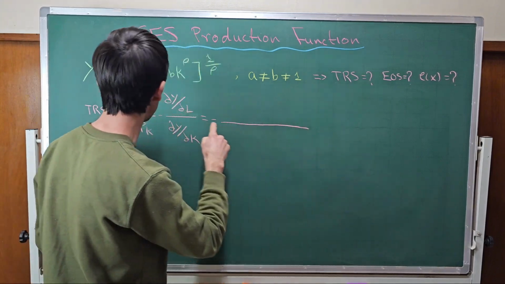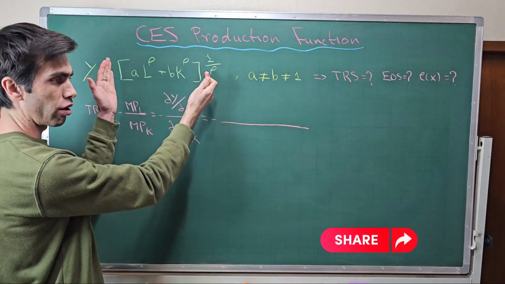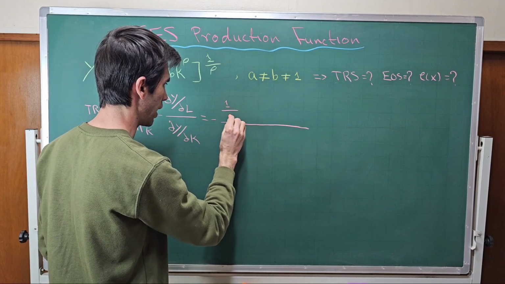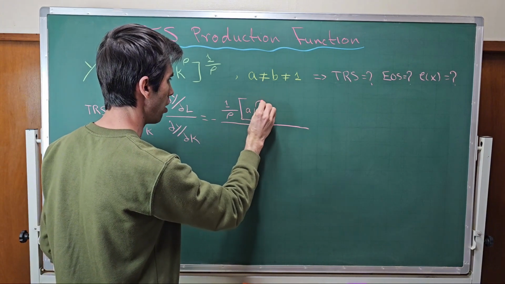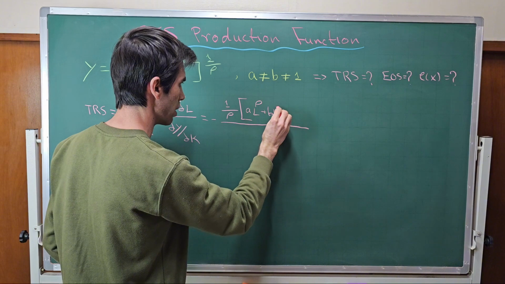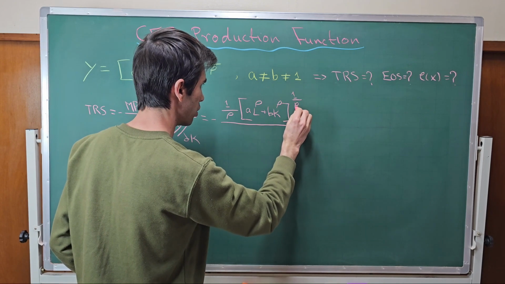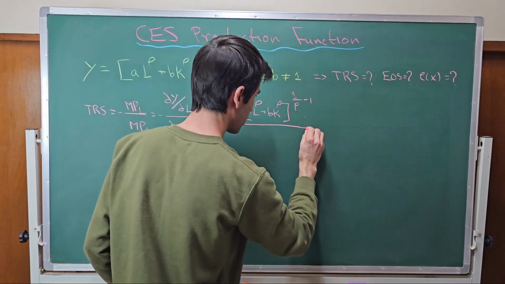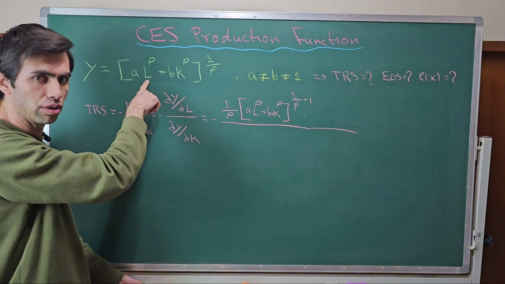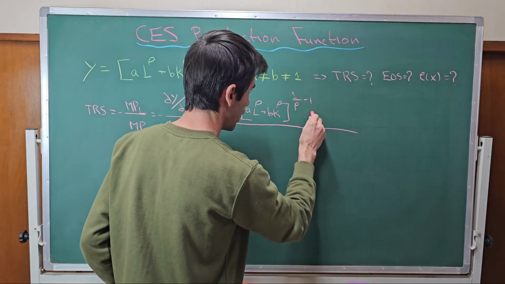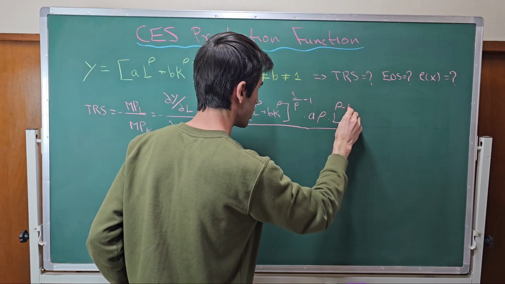So the partial derivative of this function, which is a kind of power function: first we need to take the derivative of this power function, which is equal to 1 over rho multiplied by (AL to the power of rho plus BK to the power of rho) whole to the power of 1 over rho minus 1, multiplied by the partial derivative of this inside function with respect to L, which is equal to A multiplied by rho multiplied by L to the power of rho minus 1.